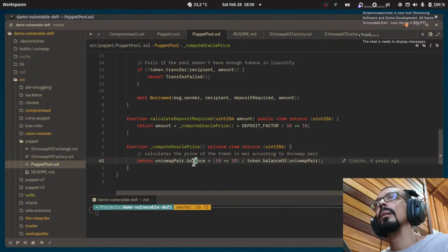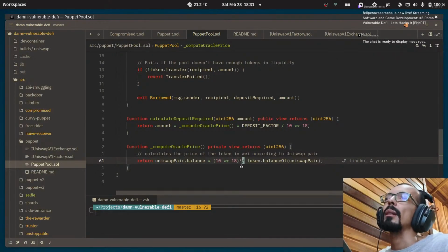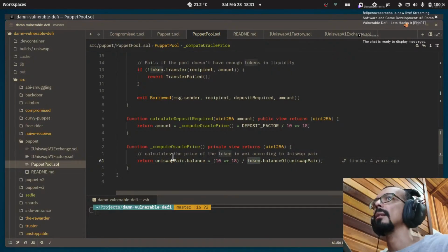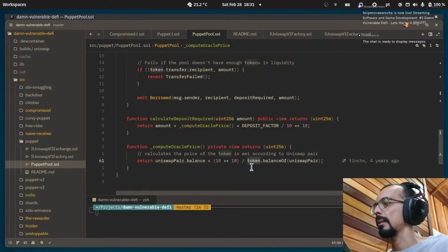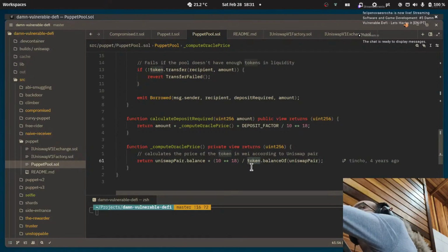If I swap, that's this Ethereum, right? They should have a lot of Ethereum there, if I'm not mistaken. And then divide by the token balance of Uniswap. So how much token the Uniswap pair has. For example, if that's 1 Ethereum here, that should be 1 token here. If it's 10 Ethereum, that should be 10 tokens.